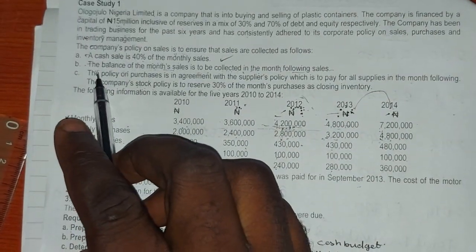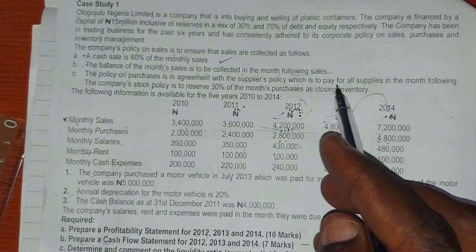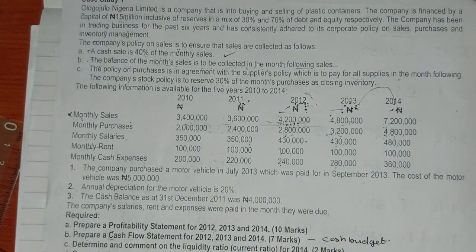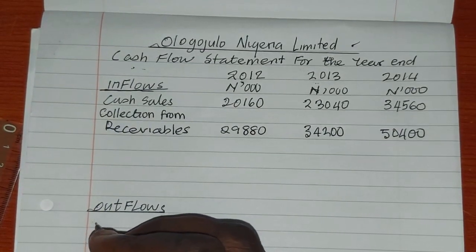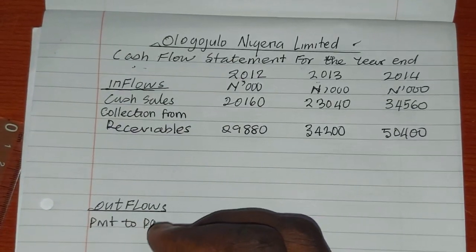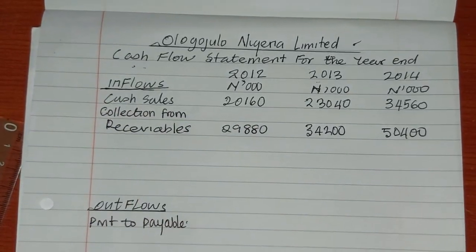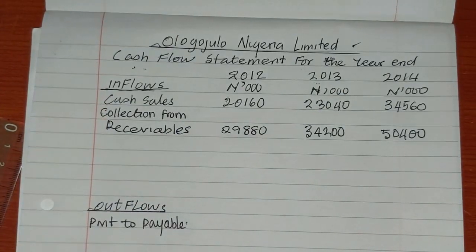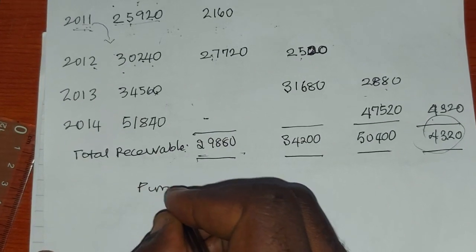Then they said the policy on purchases is in agreement with the supplier policy, which is to pay for all supplies in the months following. So that is, we have payables, payments to payables. Okay, month following. So this, the same principle we apply. So let us look at our purchases analysis.